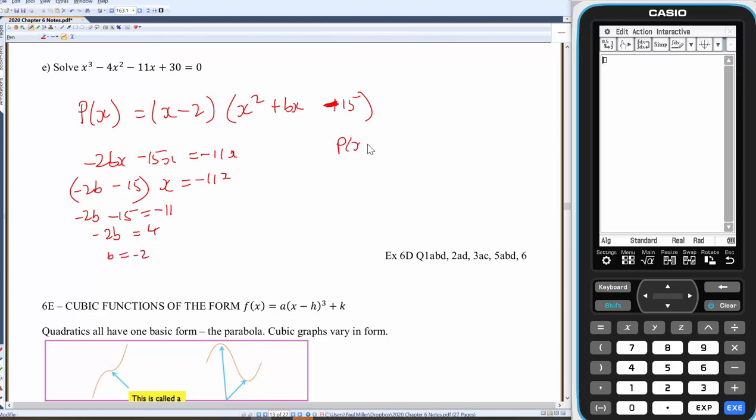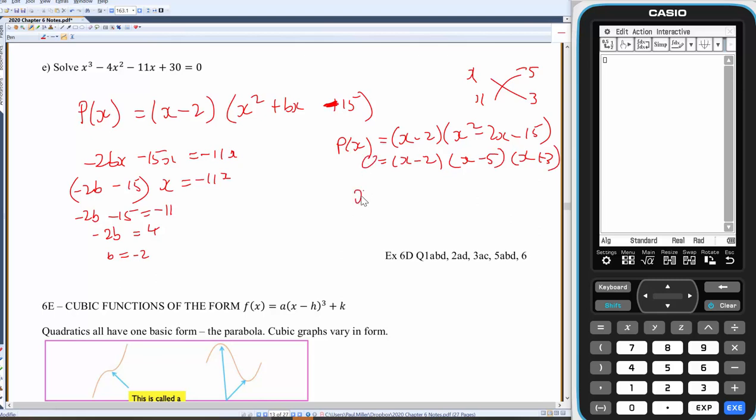So therefore P of x equals x take 2, x squared take 2x take 15, and cross method on that, 5, 3, negative x. x take 2, x take 5, x plus 3, let it equal 0, x equals 2, x equals 5, x equals negative 3, which should have been the same result that we got if we did long division. So experiment around with different techniques, okay, and go ahead and do exercise 16.